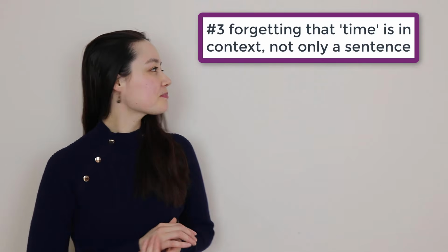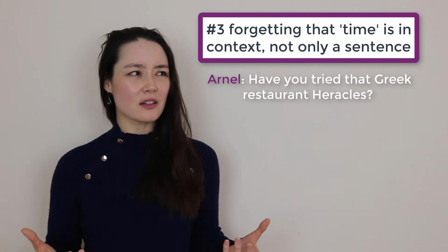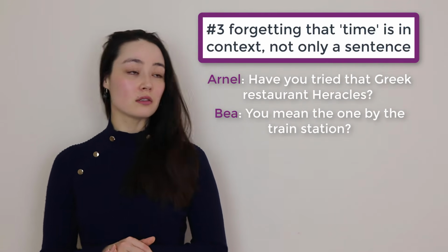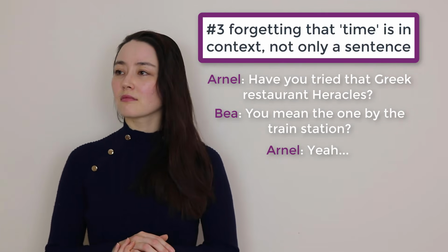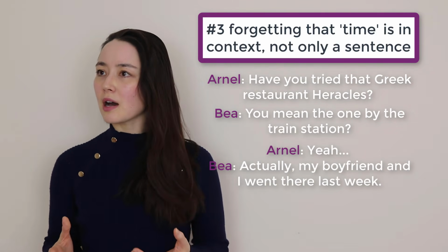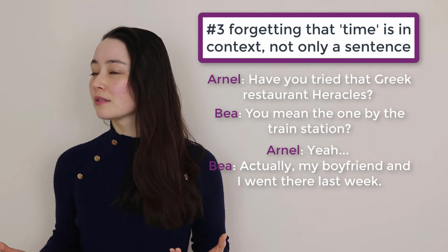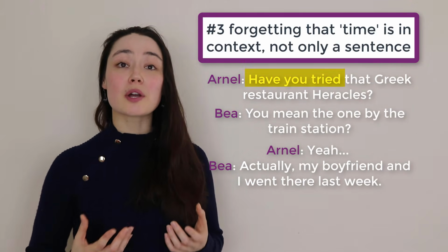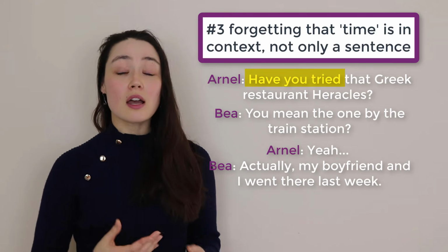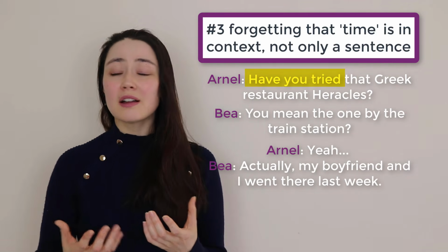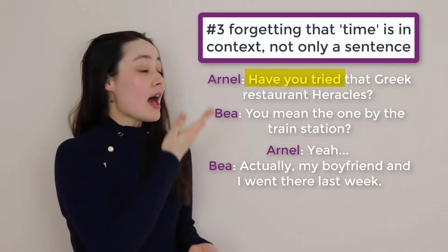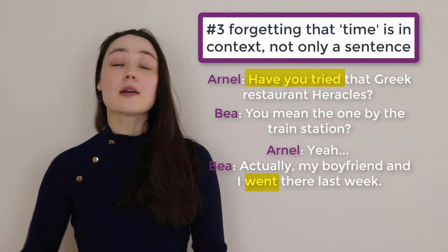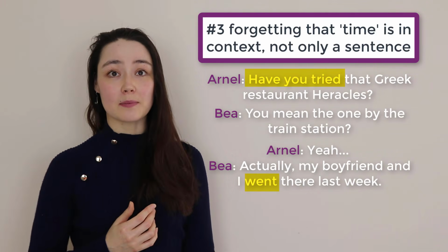Here's a conversation. Have you tried that Greek restaurant Heracles? You mean the one by the train station? Yeah. Oh, actually, my boyfriend and I went there last week. As you can see, we begin the conversation with the present perfect. Have you been? I'm interested in the experience. I don't care when. As the conversation continues, we use the past simple. Why? Because last week is a specific finished time.